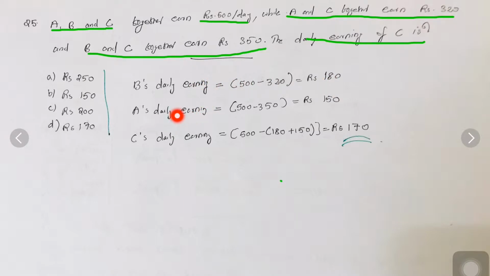Similarly, we have to find A's daily earning. From 500, B and C together earn 350. There is no A. So 500 minus 350 is rupees 150. So from that we can easily find C's daily earning. It will be 500 minus the earnings of A plus B, that is 180 plus 150. So total minus A plus B earning is equal to C's earning, that is rupees 170. This is in the option.